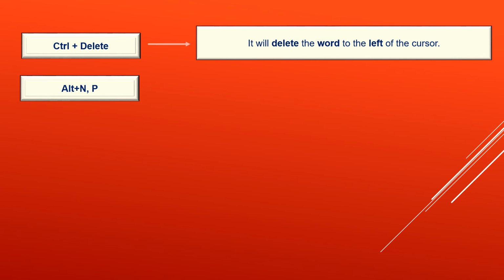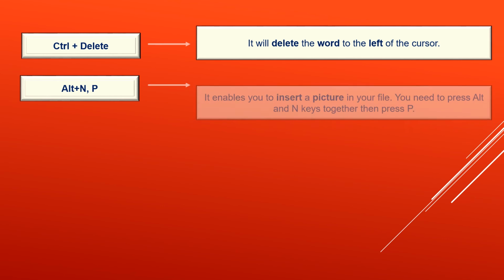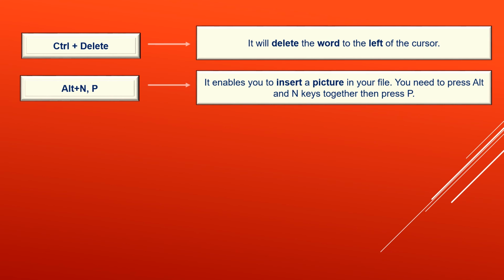Alt plus N, P. It enables you to insert a picture in your file. You need to press Alt and N keys together, then press P.